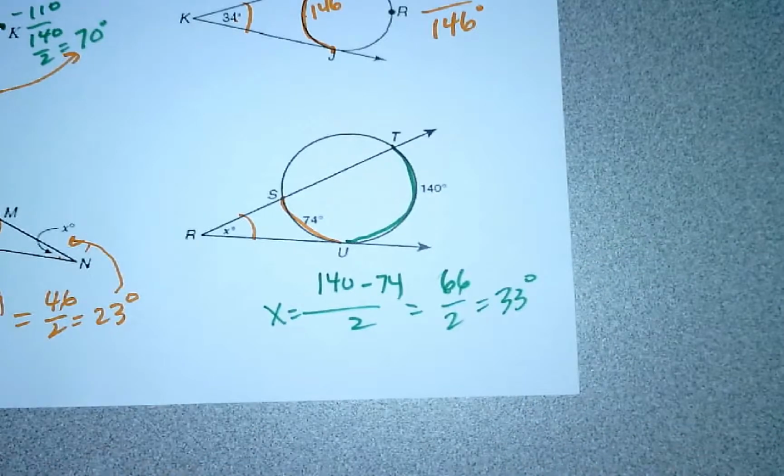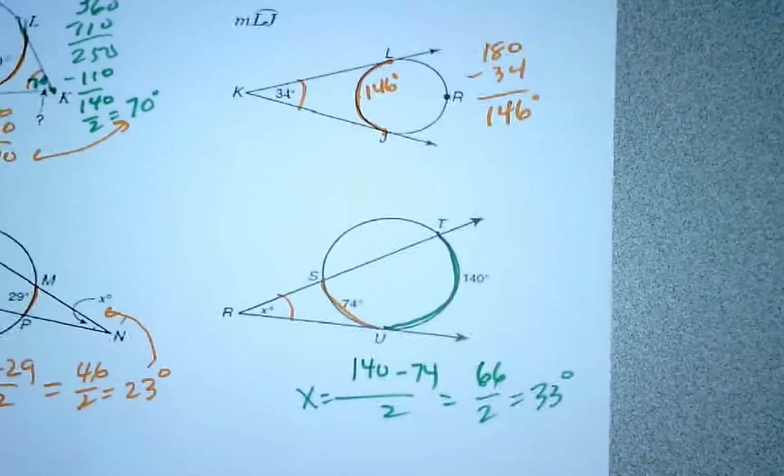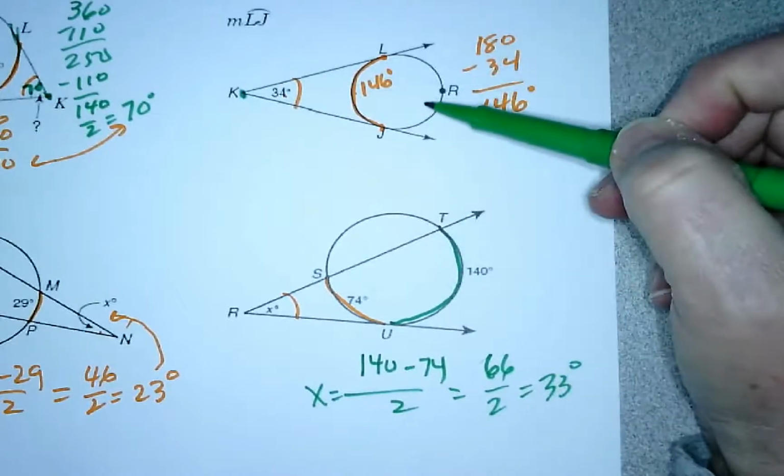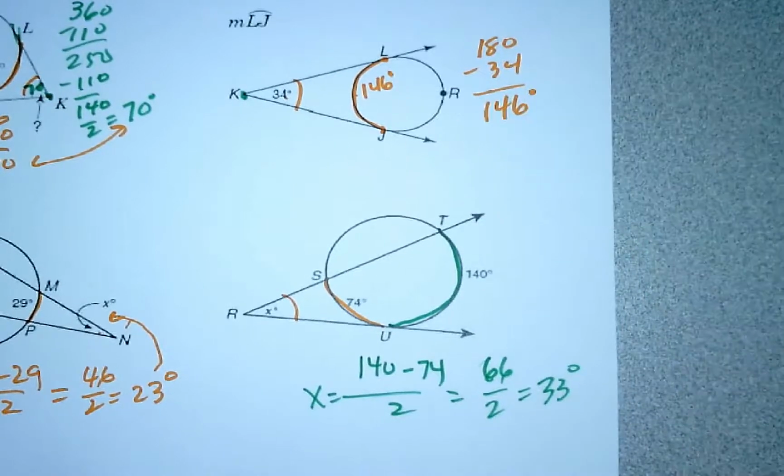So if you have any questions on those, please let me know. Use your chart, identify where the vertex is, identify the arcs that go with that angle, and then follow the formula on your sheet. If you have any questions, please let me know in class. I'll be glad to explain it to you again.